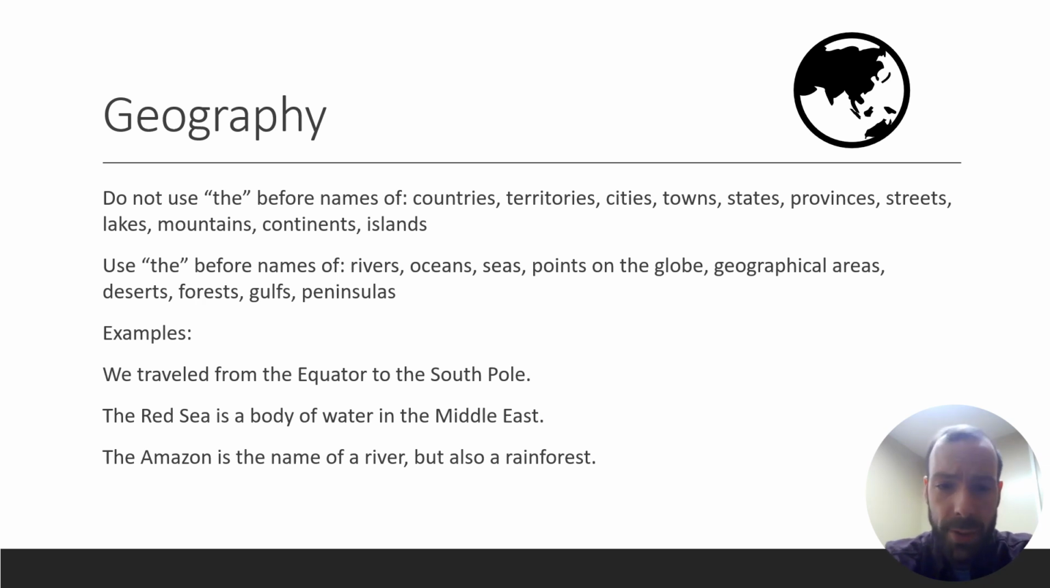Here are some examples. We traveled from the equator to the South Pole. These are important points on the globe, and we do use the article the in front of them. The Red Sea is a body of water in the Middle East. Body of water, region on the globe, we use the in front of geographical features like this. The Amazon is the name of a river, but also a rainforest. Rivers and forests, we use the before names of these places.